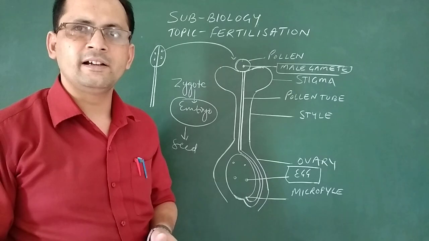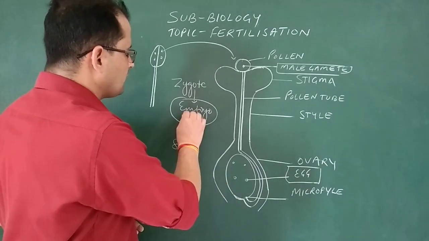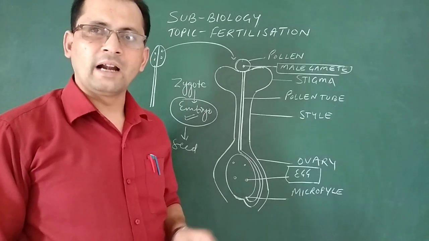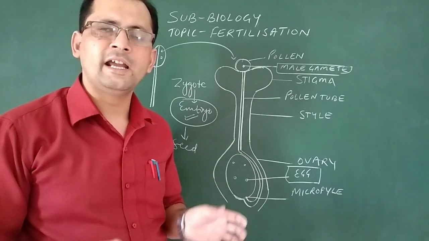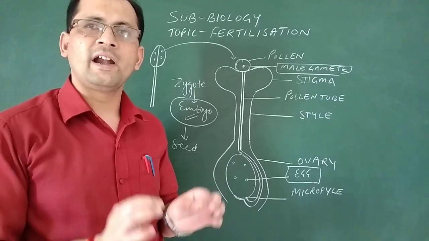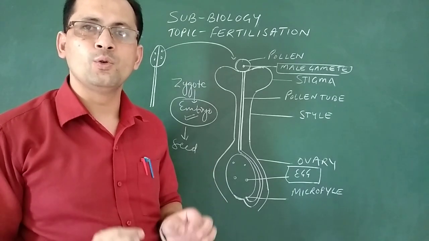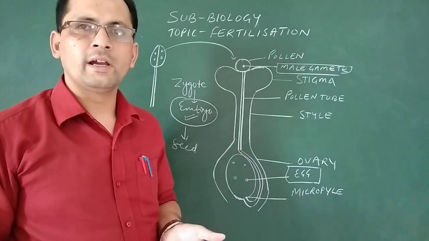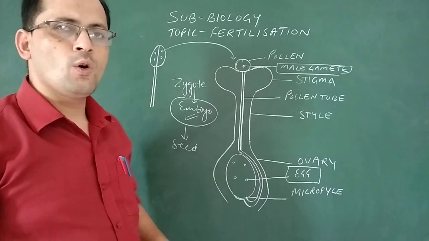And what does seed contain? Seed contains a small baby plant which is known as embryo. And this embryo may contain one or two cotyledons which store food for future use. Okay, and what happens to ovary beta?